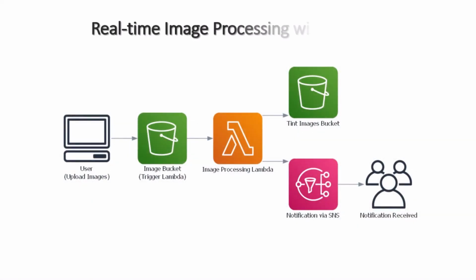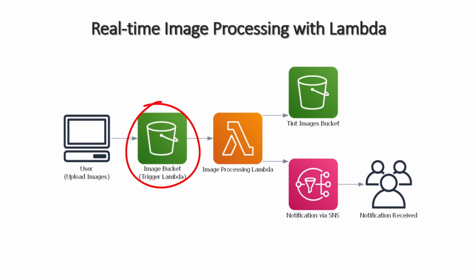This diagram illustrates the workflow for image processing within an AWS environment utilizing a Lambda function. Users upload images to an S3 bucket named Image Bucket. This bucket serves as a trigger point. Whenever a new image is uploaded to Image Bucket, it triggers an event.